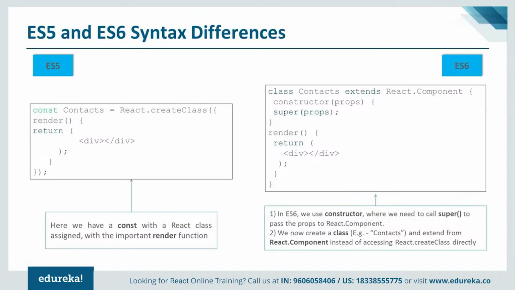We are using super, where we need to pass the props to React.Component. We now create a class. We are not using React.createClass. Now we have to create a class and extend from React.Component instead of accessing React.createClass directly. This is the first difference, or you can say the syntactic difference between ES5 and ES6.